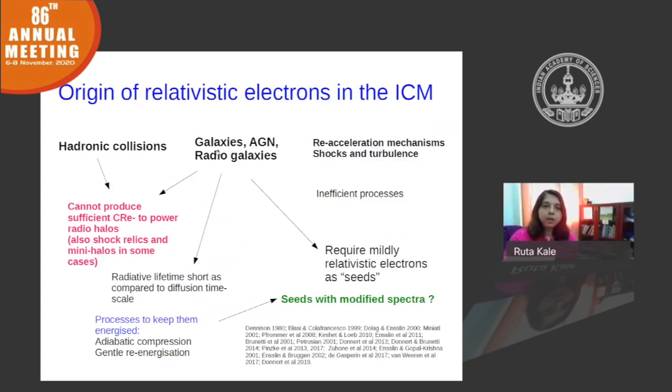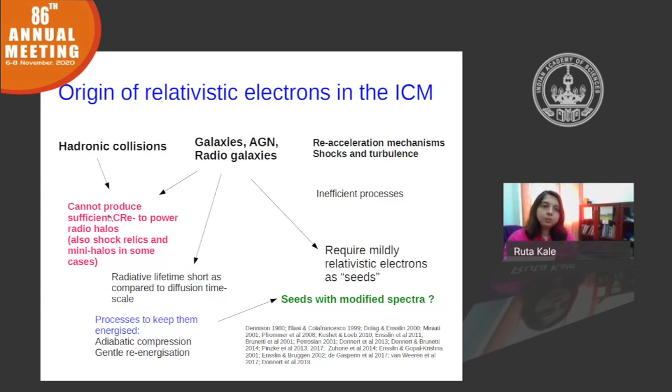So one of the main issues is how do these relativistic electrons come to be in the intracluster medium? Something has to provide them this energy. So definitely galaxies, active galactic nuclei, and radio galaxies are putting these particles in the intracluster medium. However, the radiative lifetime is very short. It is of the order of 1 million years as compared to the lifetime of the cluster, which is several giga years. So they basically die out pretty quickly, and therefore you need something to re-energize them.